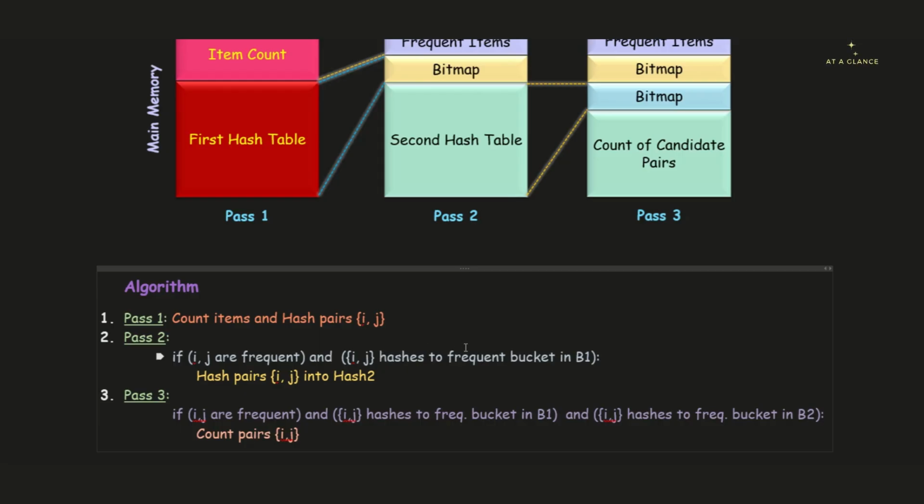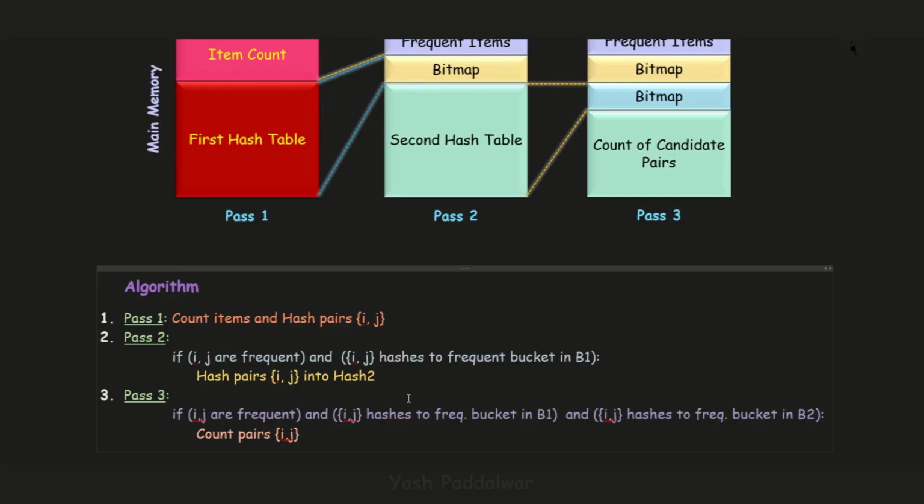And if that bucket is frequent, then only do we move to this particular step, that is, we hash the same pair into a new hash table. So basically, if these two criteria are satisfied, then only will we hash the pairs into a new hash table. Otherwise, we won't; we'll discard them. Now, once the second hash table is created, we'll move to pass 3.